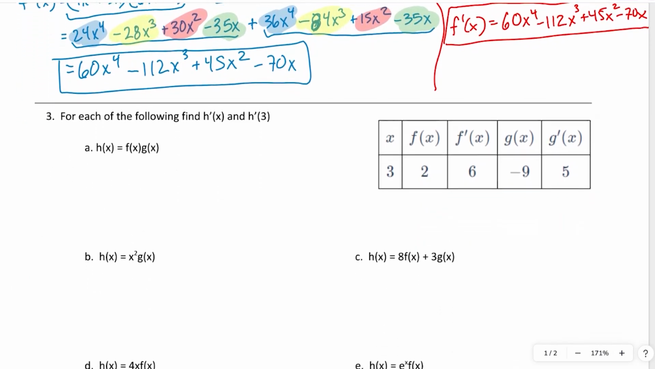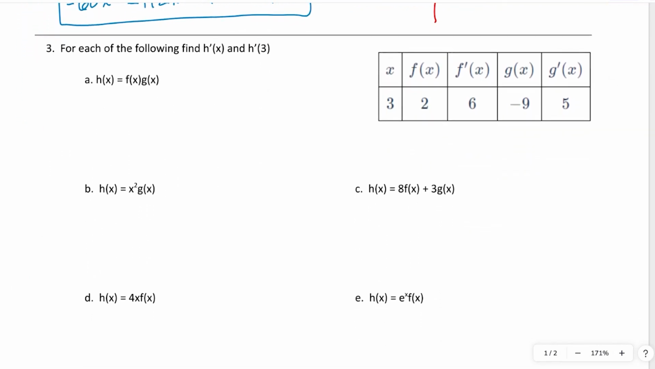For number 3, we're going to use some more product rule here, and we're going to use the values given in the table. So we've got a value for f of 3. Just to be clear what this is giving us, this is f of 3 here. This is f prime of 3. This is g of 3. And this is g prime of 3.